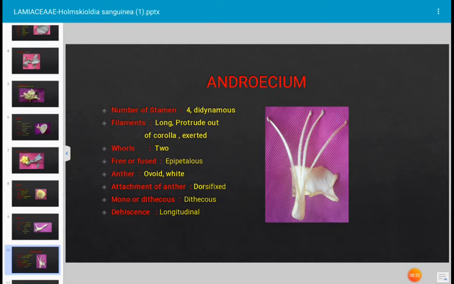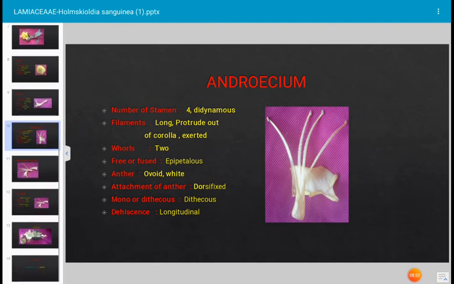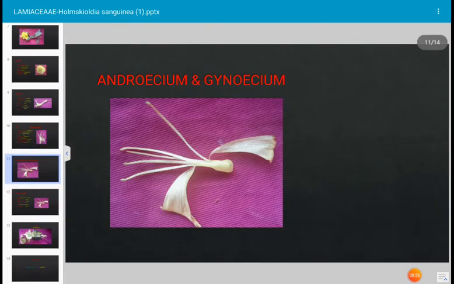And the anthers are dithecous, 2-celled, and dehiscence. After maturity of the pollen grains in the anther lobe, naturally the anther lobe splits open to release the pollen grains, and that split open by longitudinal slit. Therefore, dehiscence of the anther is longitudinal. Next, this is the androecium and gynoecium, both the structures shown here. This is a bisexual flower, that is hermaphrodite flower.